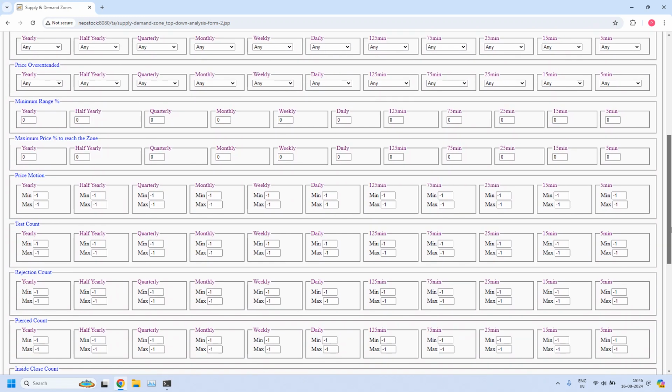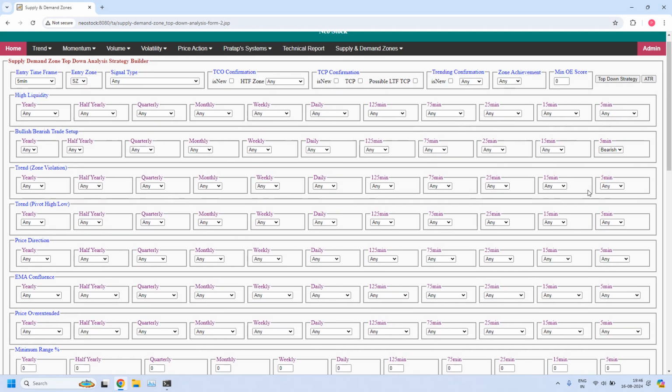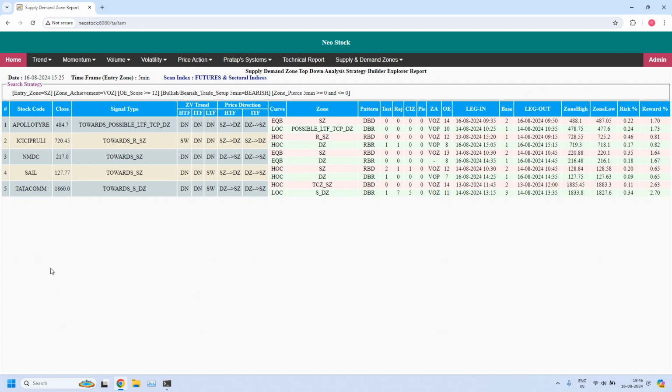So in the pierced count, the 5 minutes time frame minimum value I am selecting 0, maximum value I am selecting 0. Zone achievement should be violated opposing zone. Minimum odd enhancer score should be 12. All the 3 filters are applied to 5 minute supply zone. Now let's filter the stocks. So 5 stocks are filtered, and these 5 stocks are supporting bearish trade setup for hourly income trade.